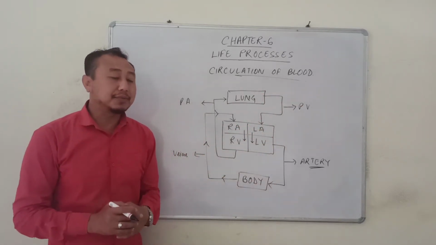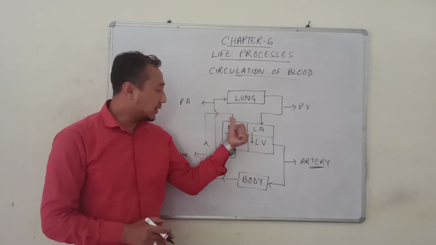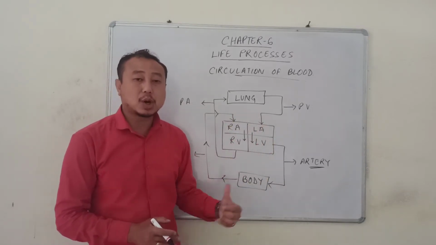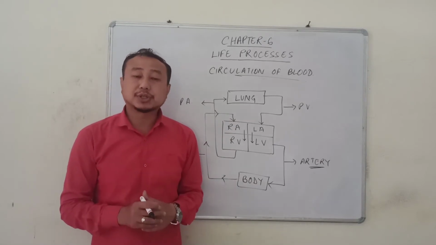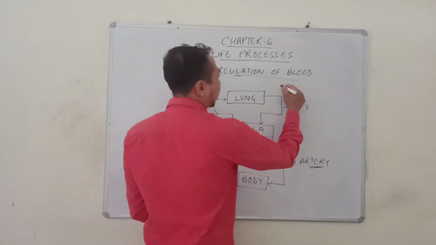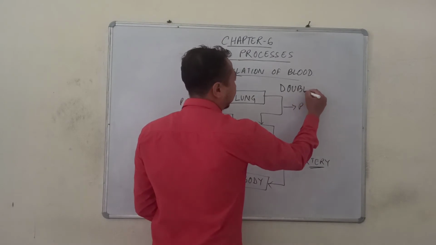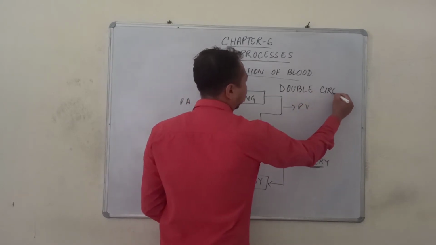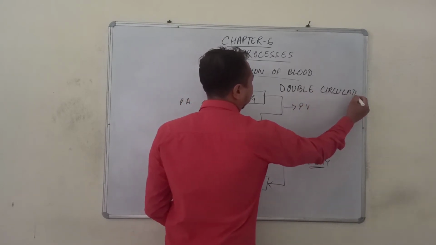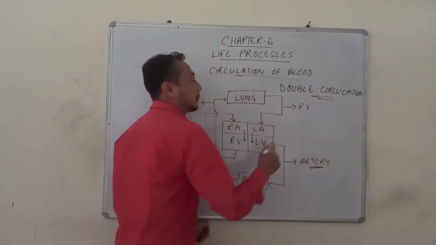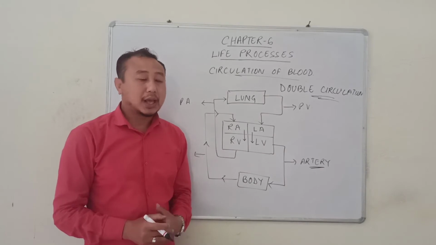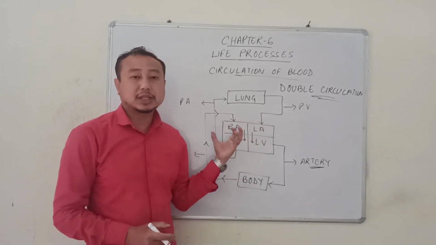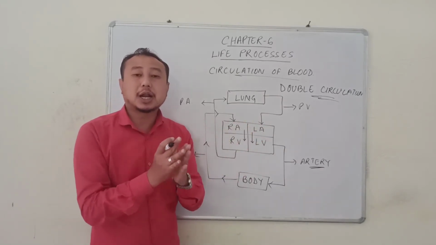So as the blood enters twice in the heart, once in the right and another one in the left chamber of the heart in one single circulation, such type of circulation we call as the double circulation. In the circulation of the blood inside the human body, the oxygenated and the deoxygenated blood are separated and they are not allowed to mix.